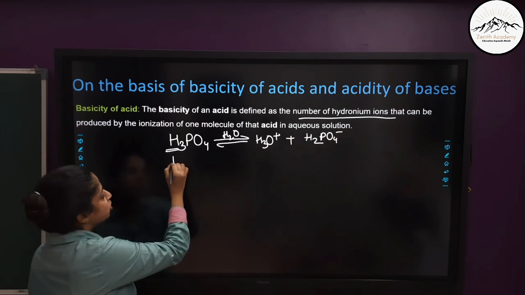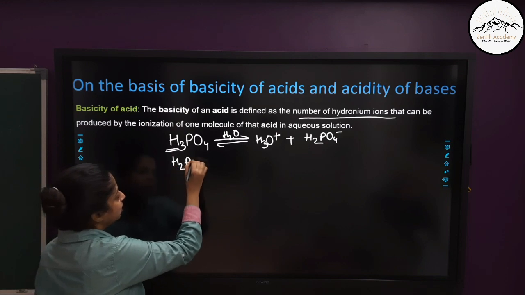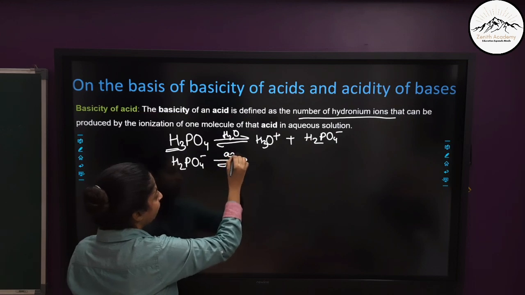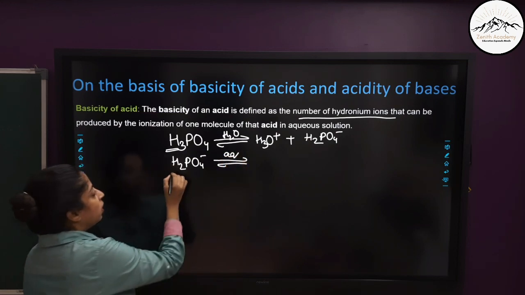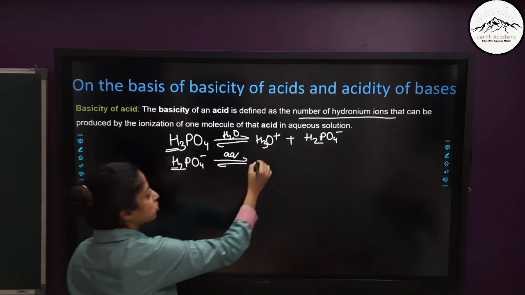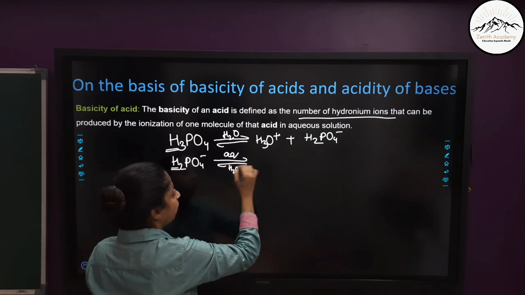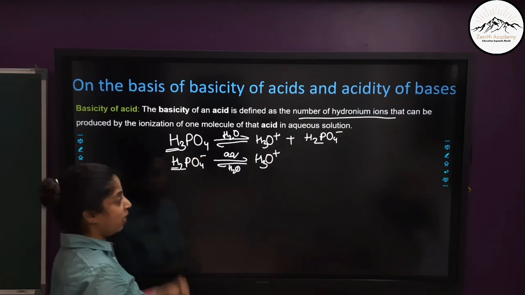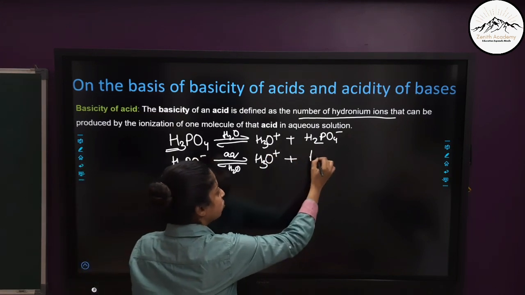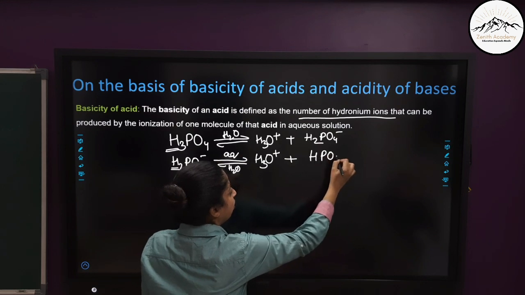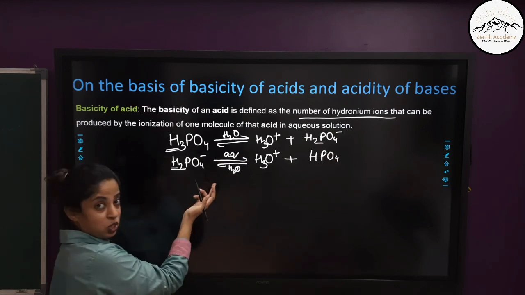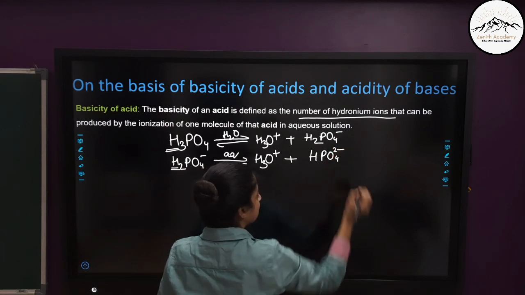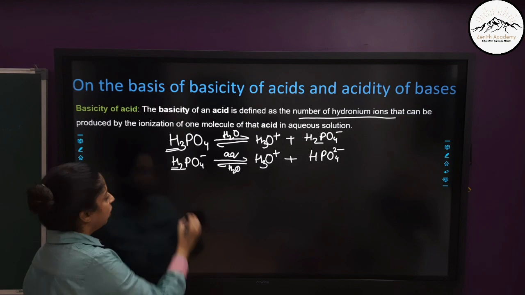Now when this H2PO4 minus is again in the aqueous medium, it has two hydrogens. One hydrogen goes and reacts with the water and forms hydronium. Now there is one hydrogen remaining, so HPO4. Earlier it was 1 minus. Now since one more hydrogen has gone, it will form 2 minus. Right.